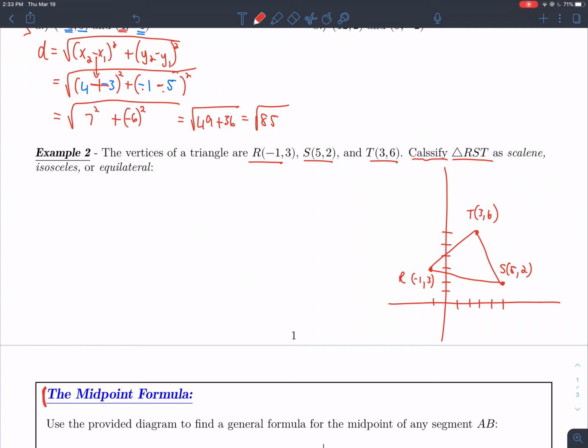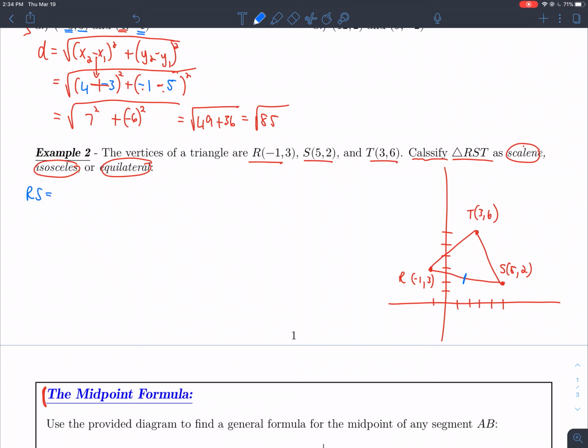So, and again, what does scalene mean? Scalene means none of the sides are equal. Isosceles means 2 of the sides are equal. Equilateral means all 3 of the sides of the triangle are equal. Okay? So what we have to do to answer the question is find all of the side lengths. So let's say I'll do RS first. Let's say we do this one. Okay. So RS, and we find that length.